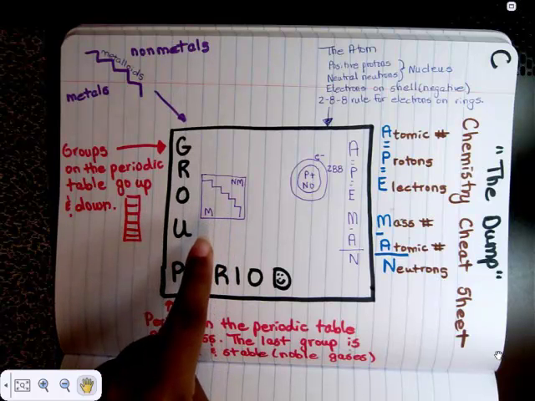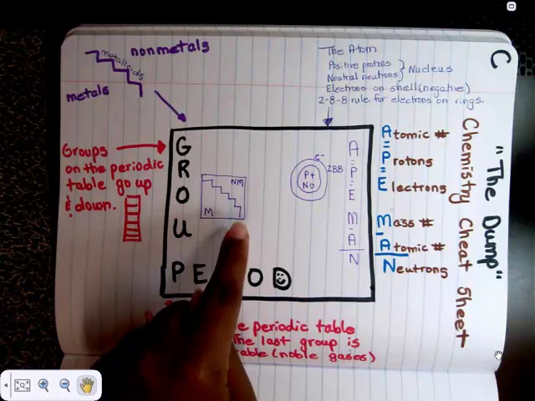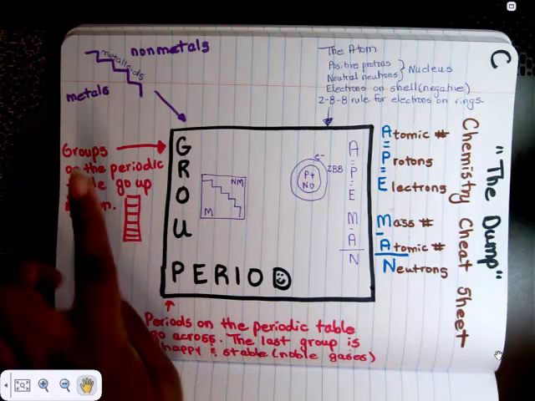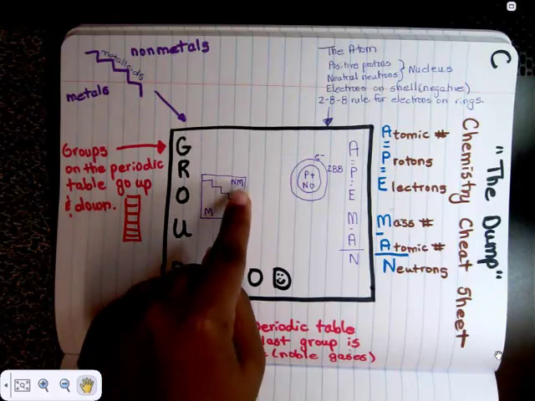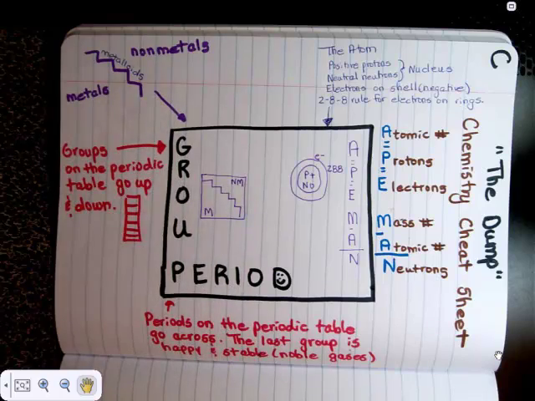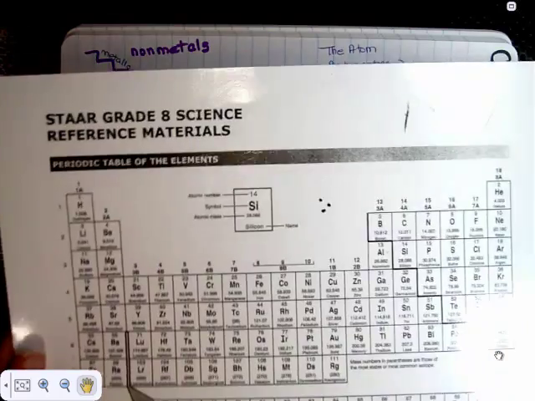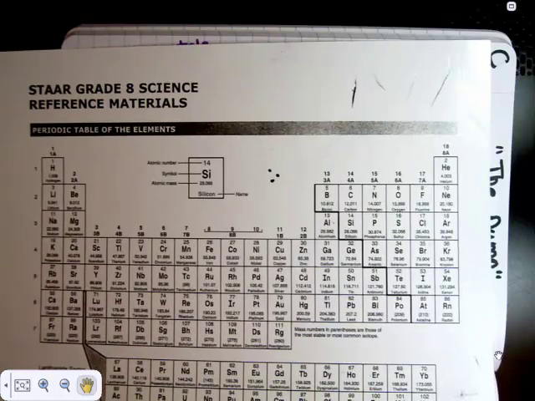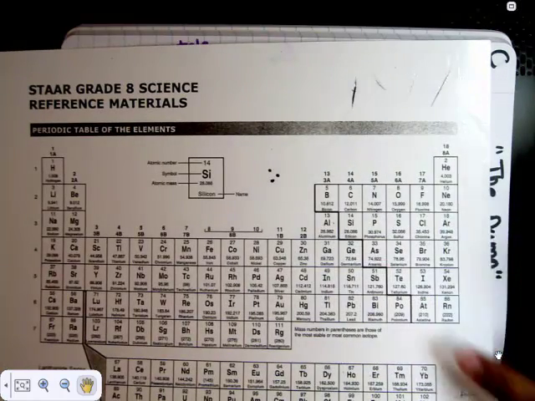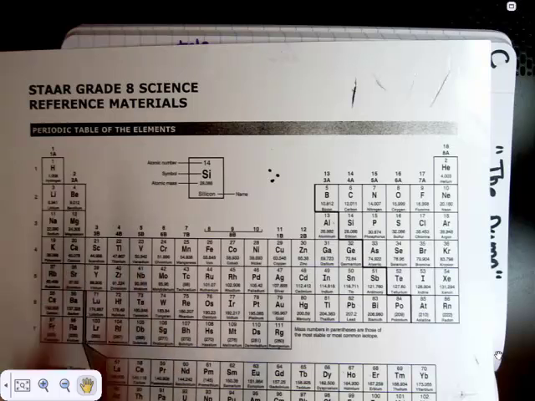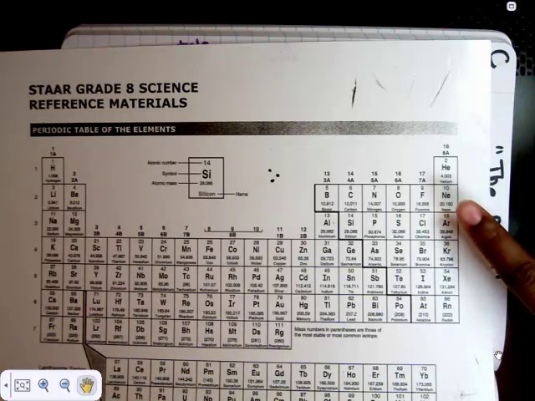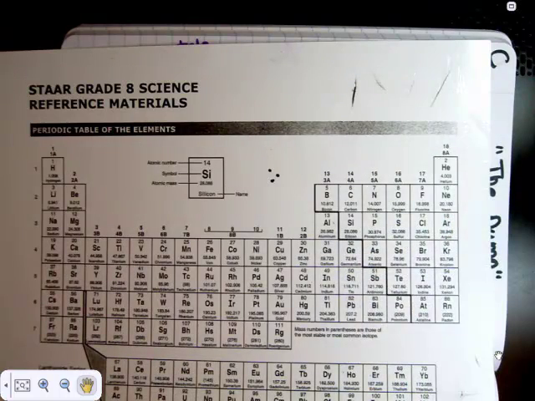Here we drew a box with a staircase. We put an M that stands for metals and an NM that stands for nonmetals. This is to remind us that on the periodic table, this stair step separates the metals from the nonmetals. And along this stair step are your metalloids.